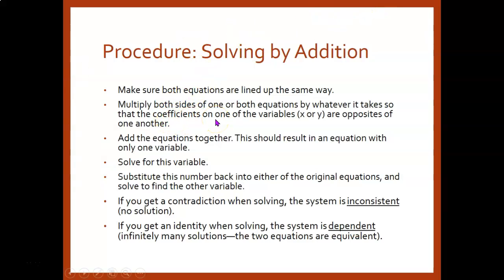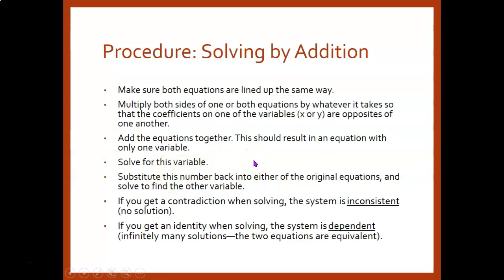Then multiply both sides of one or both of the equations by whatever it takes so that the coefficients on one of the variables, either the x's or the y's, are opposites of one another. Then add the equations together. If you've set things up correctly, you should be able to eliminate one of the variables, and you end up with an equation with only the other variable left. So then go ahead and solve to find what that variable has to equal.